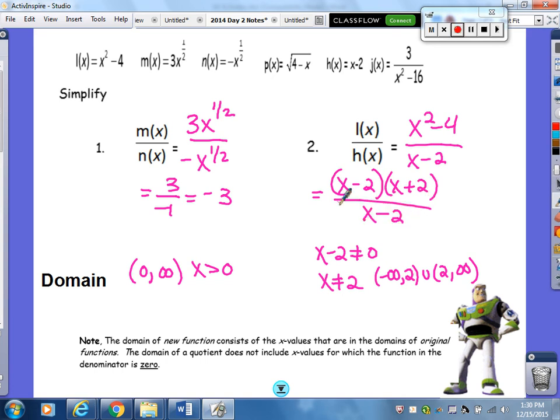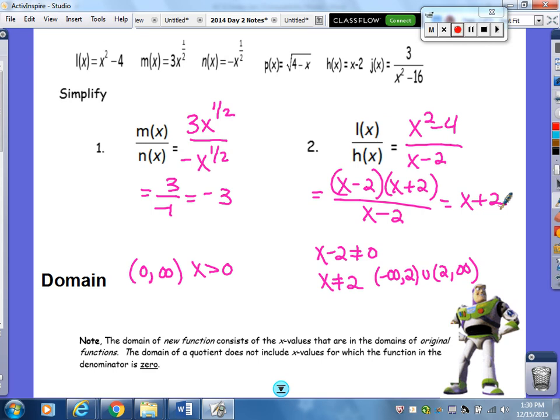All right, these are common factors, well, that's going to equal 1, so my final answer is x plus 2. Here again, make sure you do your restrictions, do your domain restrictions before you simplify. Otherwise, you're going to lose them and you're going to get the wrong answer.